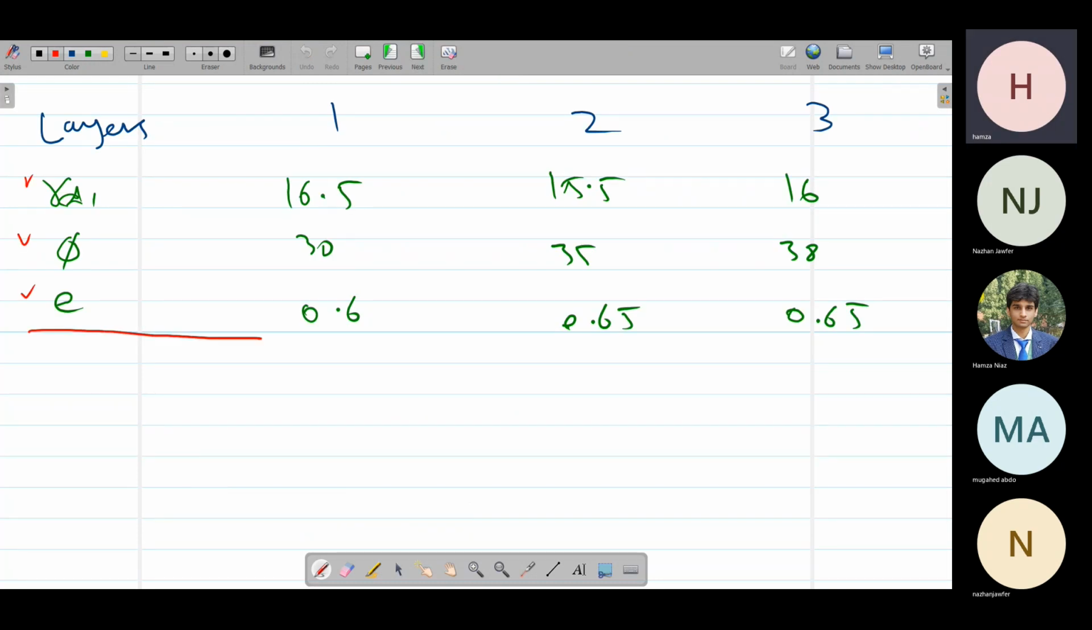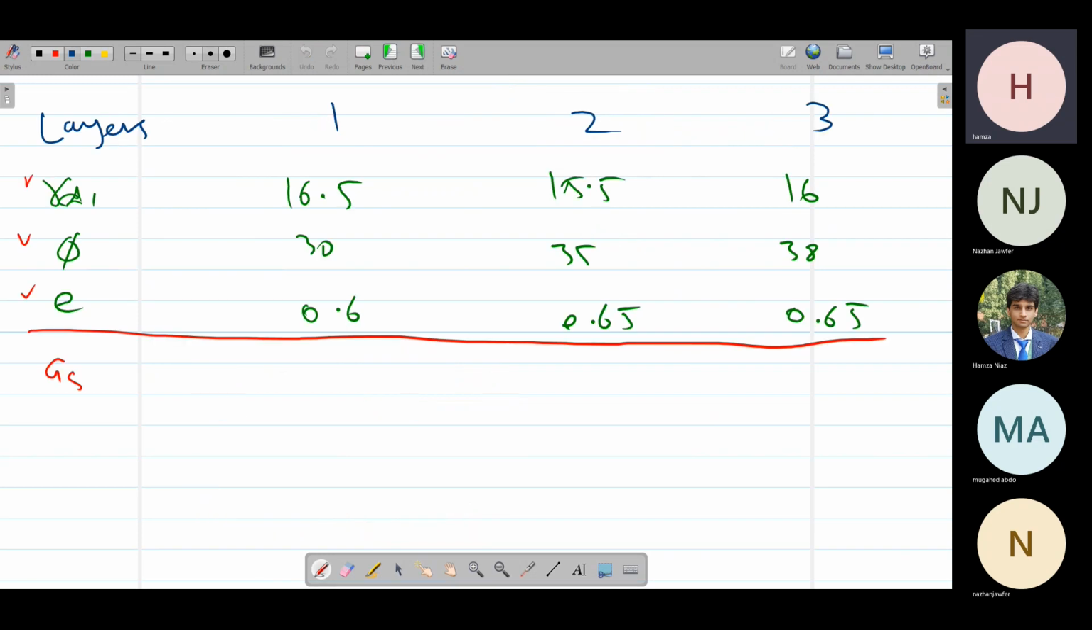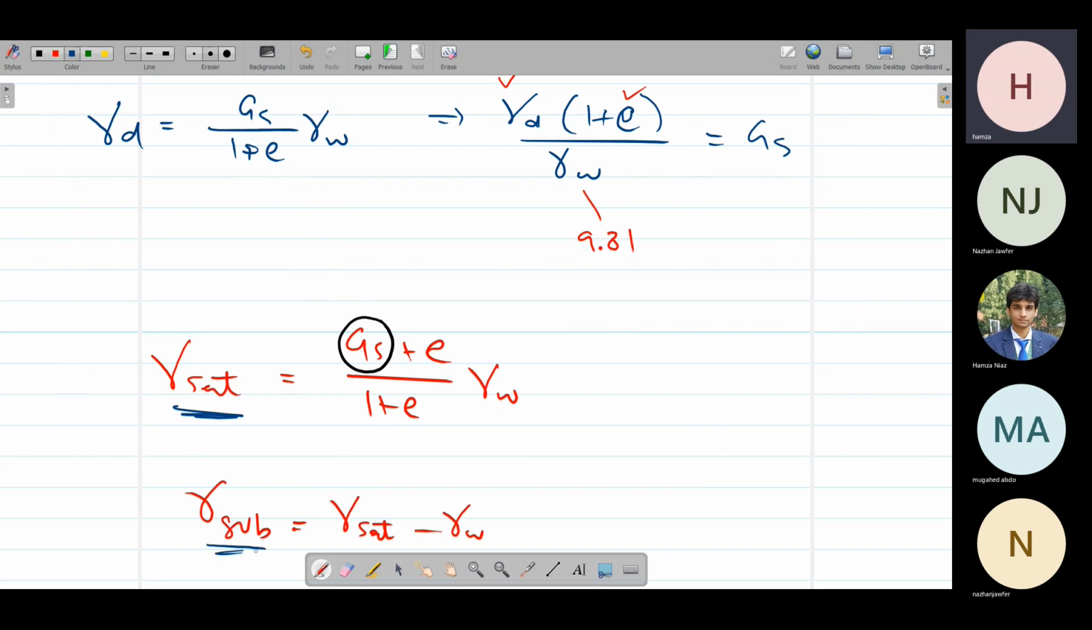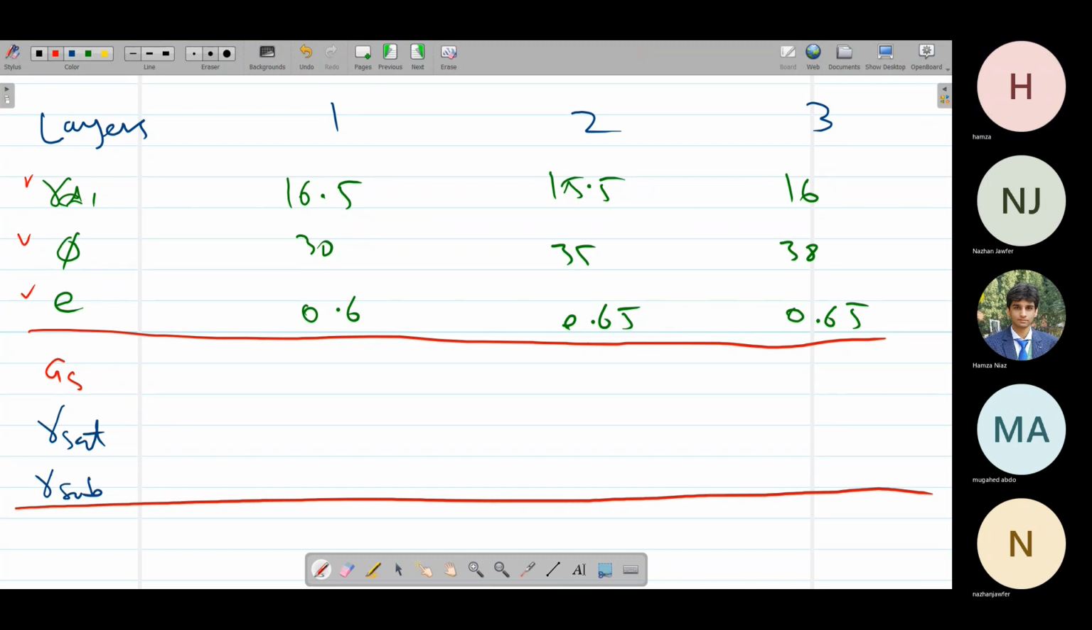The fourth thing we have to find is the Gs value. Using this Gs value, we'll find this gamma saturated, (Gs + e) / (1 + e) into gamma w. Using this gamma saturated, we'll find gamma submerged. So any issue in this? We are going to find gamma submerged if the data is provided in such a way. Calculate Gs, calculate gamma saturated, calculate gamma submerged.